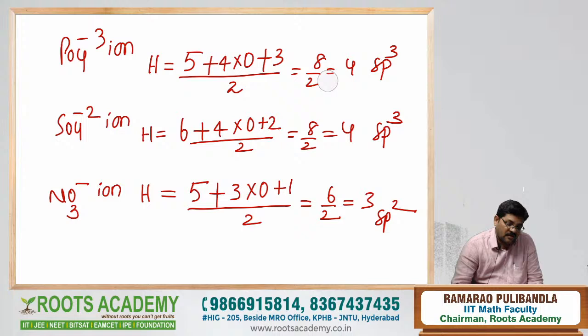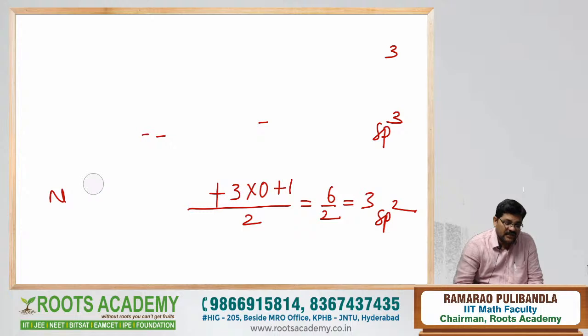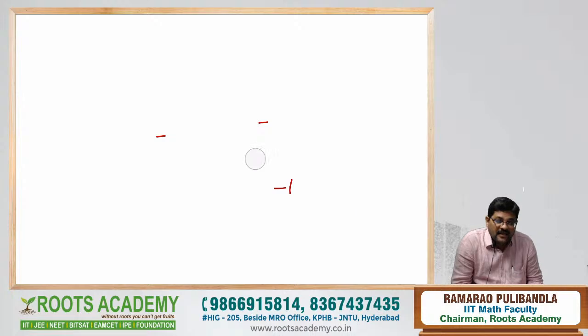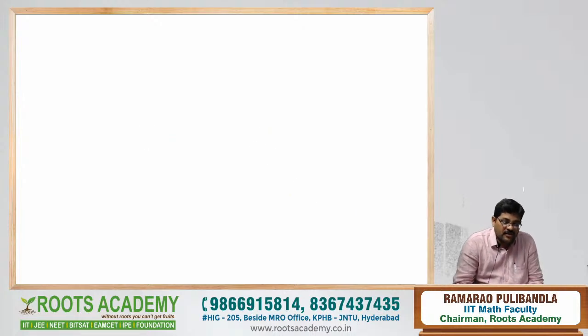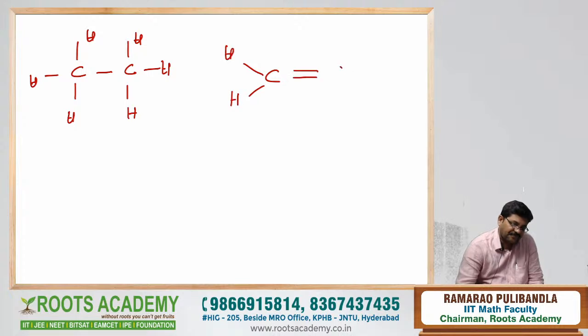Now we discuss the effect of hybridization on bond length. Before that, you should know one important point. I will give one simple example, the example of ethane. See the effect of bond lengths. Actually, in the case of organic molecules, the examples are ethene and ethane.